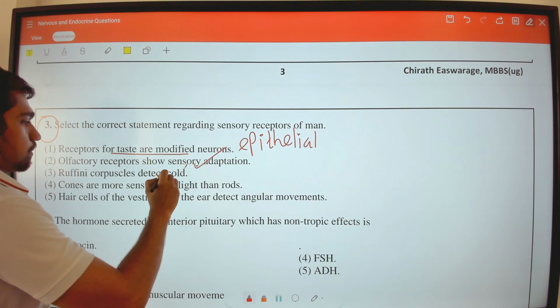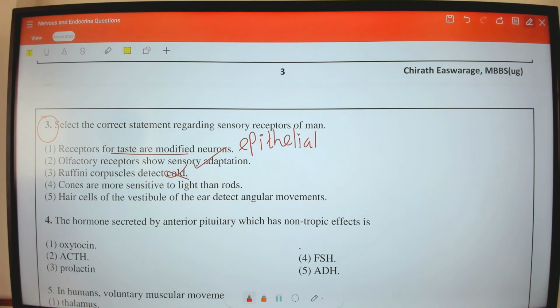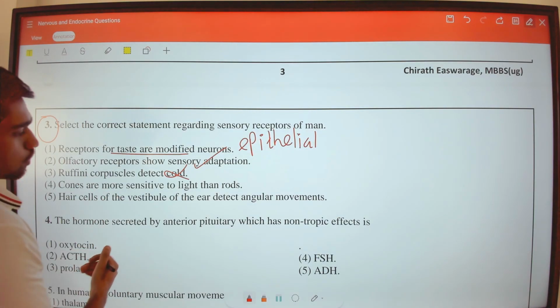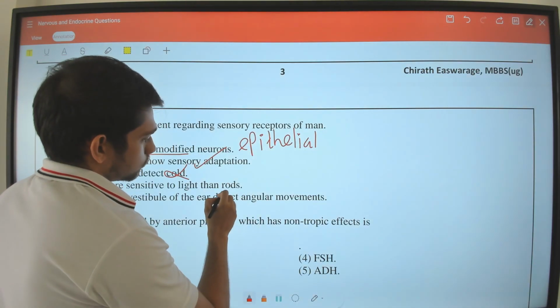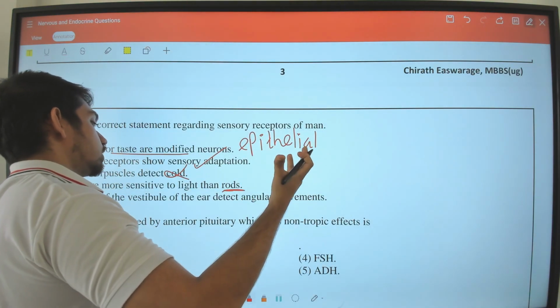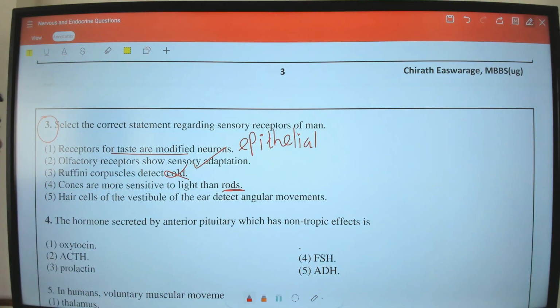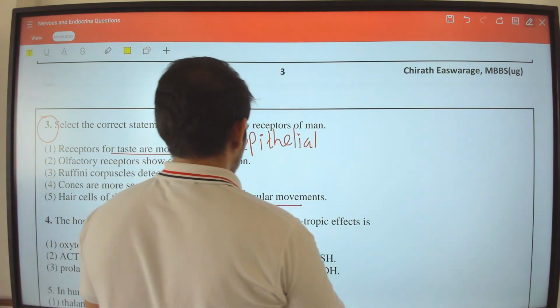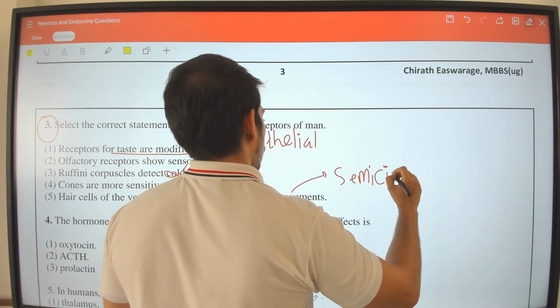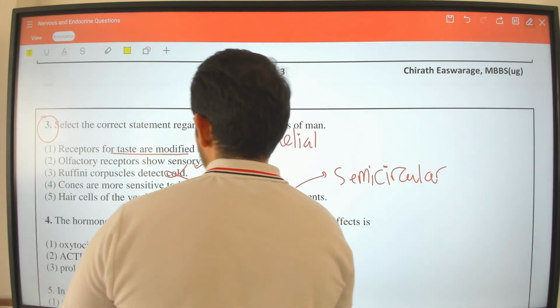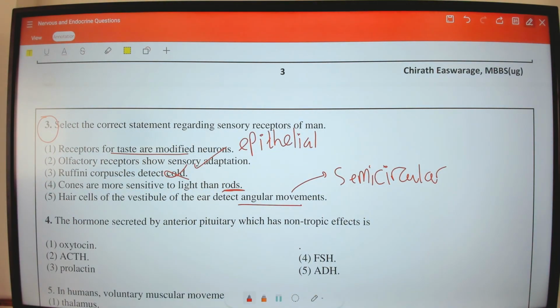Okay. Ruffini corpuscles detect cold. No, Ruffini detect warmth. Okay. Cones are more sensitive. No. Cones provide color vision, right? But they are not sensitive. Rods are more sensitive, but they can only provide you black and white vision. Hair cells of the vestibule detect angular movements. No. Who is detecting angular movements? Semicircular canals. Okay. Semicircular canals detect angular movements. Got it? Clear?